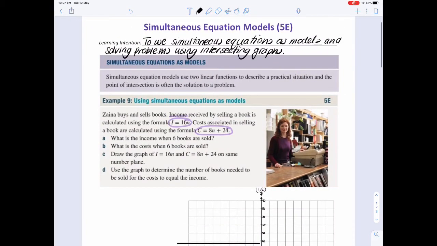Okay, so this lesson we are looking at simultaneous equation models. Your learning intention is to use simultaneous equations as models and to solve problems using intersecting graphs. Simultaneous equation models use two linear functions to describe a practical situation, and the point of intersection is often the solution to a problem. This is where we're actually solving a problem using simultaneous equations.